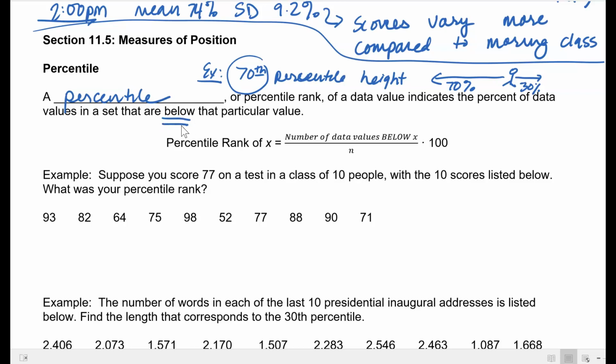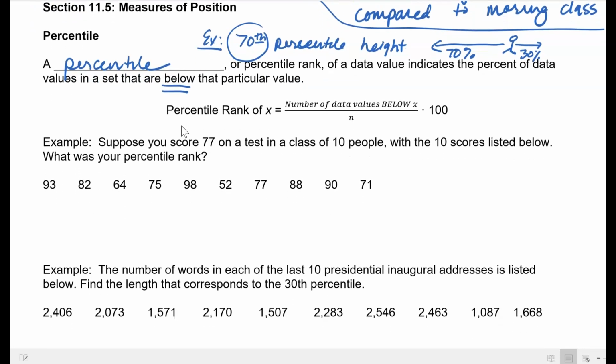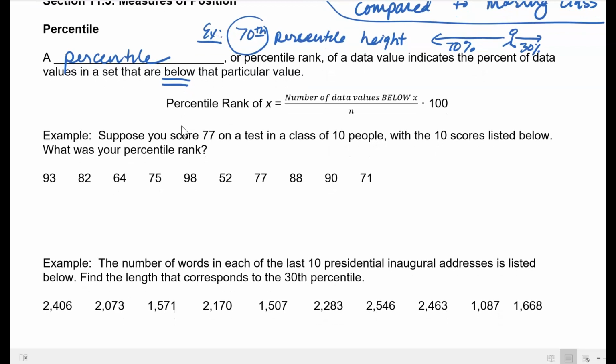Okay. So let's look at this example, and then we'll use this formula. It says, suppose you score 77 on a test in a class of 10 people with 10 scores listed below. What was your percentile rank? Okay, so the first thing that I'm going to do is order these numbers. That's really important. So order numbers first. Do it by hand, or you could use your calculator. So 52, 64, 71, 75, and I already have this done on my answer key, so that's why it's going fast for me.